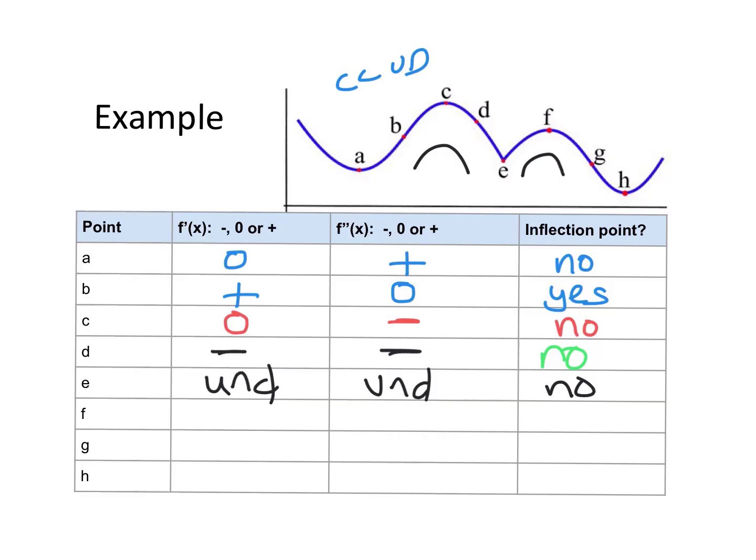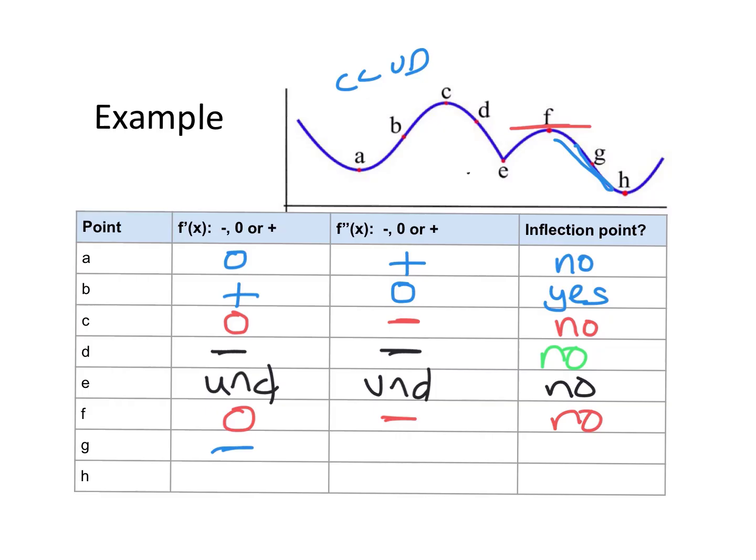Okay, let's look at point F. At point F, we have a place where we have a horizontal tangent. So that means we have a 0 slope there. The graph is concave down, so my second derivative is going to be negative, and no, this is not an inflection point.